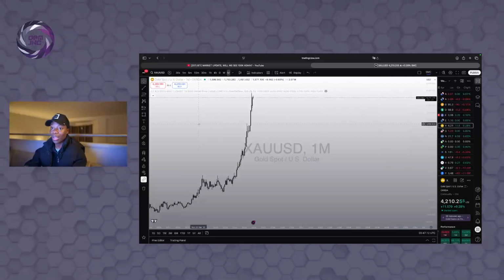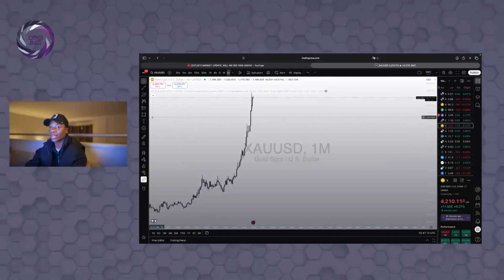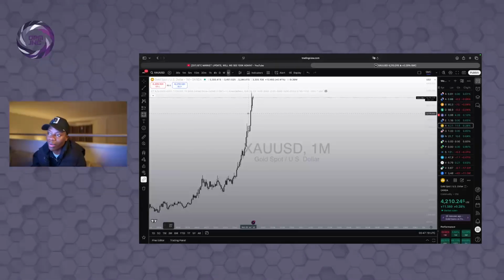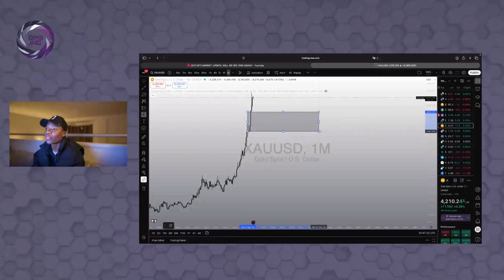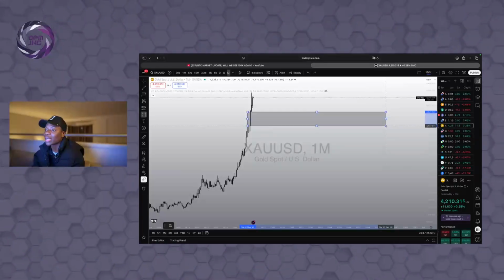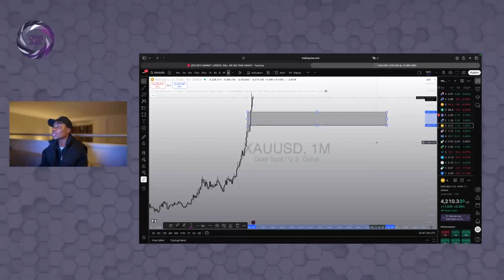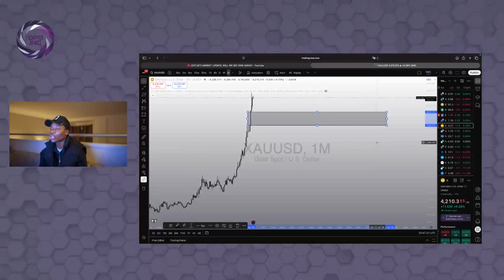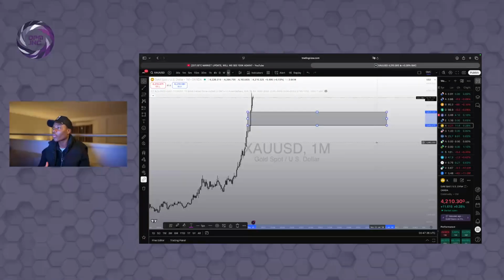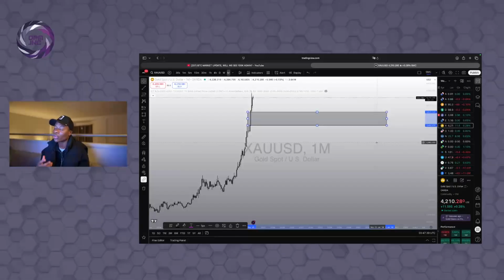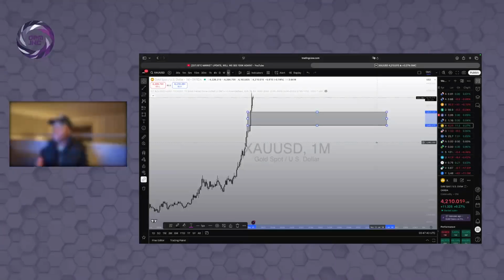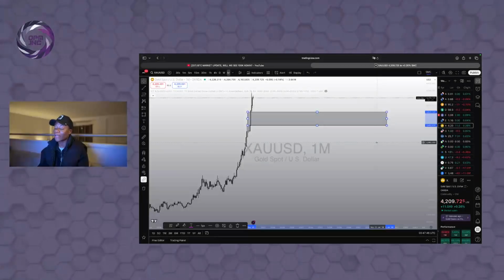But I feel like I'm talking too much, so we're just going to dive right into the analysis. Looking at the monthly time frame, we can see that there is an imbalance, and that imbalance is ranging from $3,820 to $3,425. That is known as an inefficient price movement. We're seeing an inefficient price movement from $3,820 to $3,452. So what we may see is price may dive into this zone before then continuing to the upside.